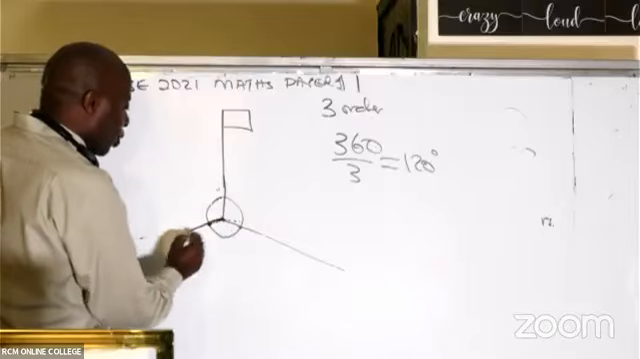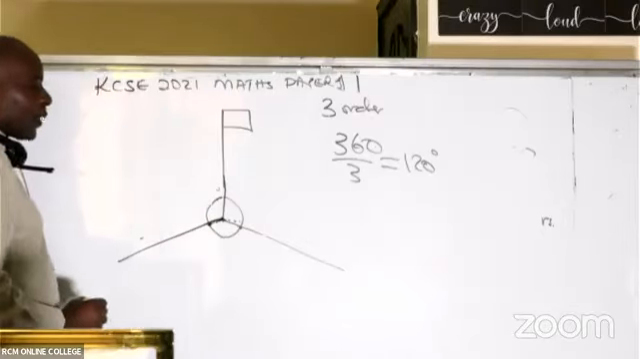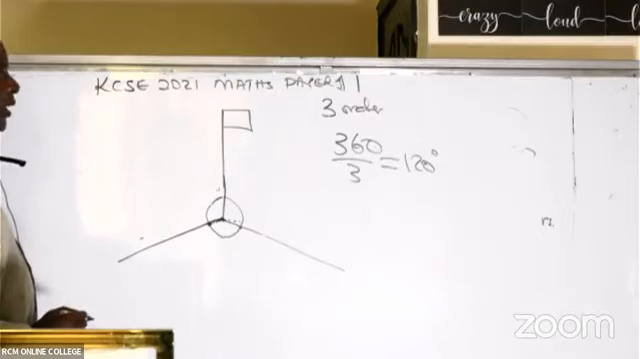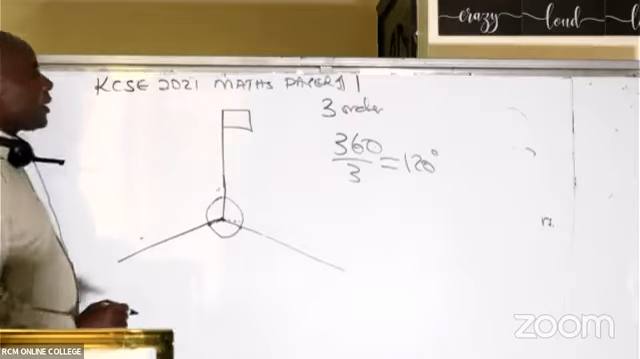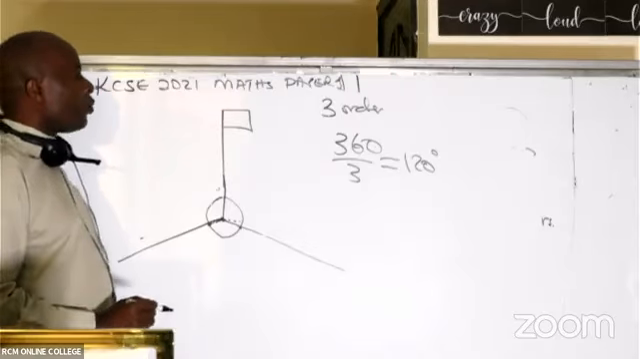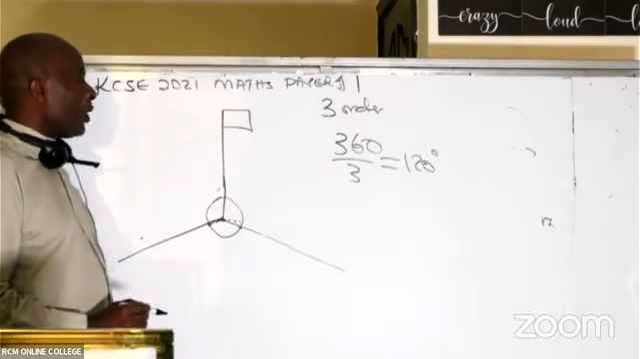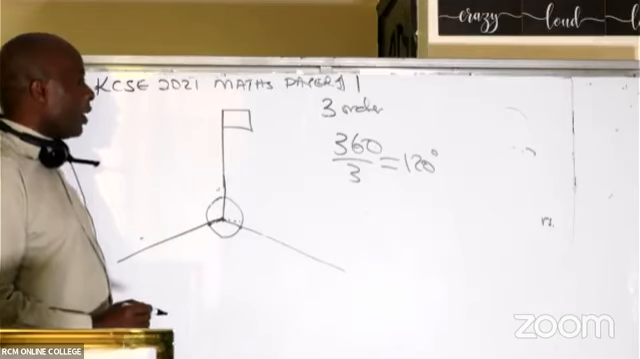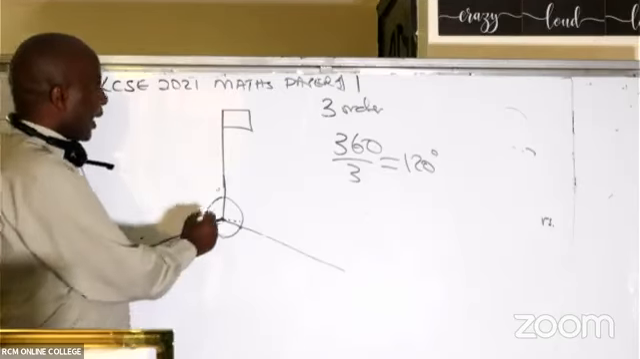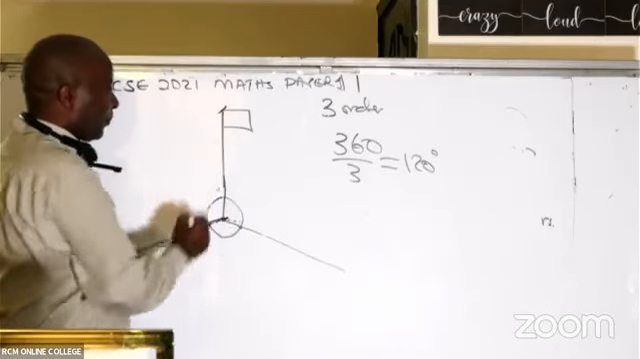And then I join those two. All right. And now, ladies and gentlemen, in this case here, please listen to me very well. I'll come under, using my ruler, and measure the distance from here to here.